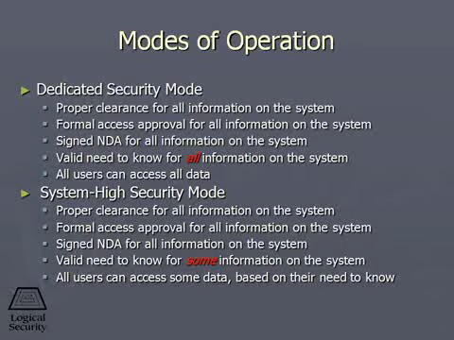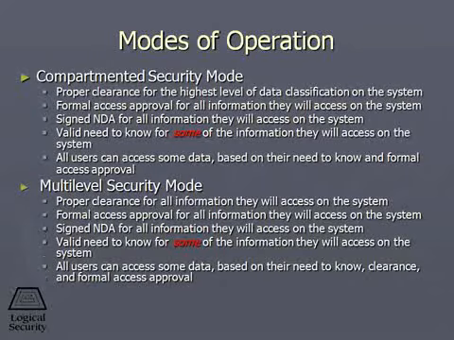So, dedicated security mode, all users have the same level of access on all the information. On system high security mode, users are all at the same level of clearance, but they have different levels of need to know. And as a result, they might be prohibited from accessing some of the information. On compartmented security mode of mandatory access control, all users have the same clearance, and they may have the same need to know, but they also need formal access approval.